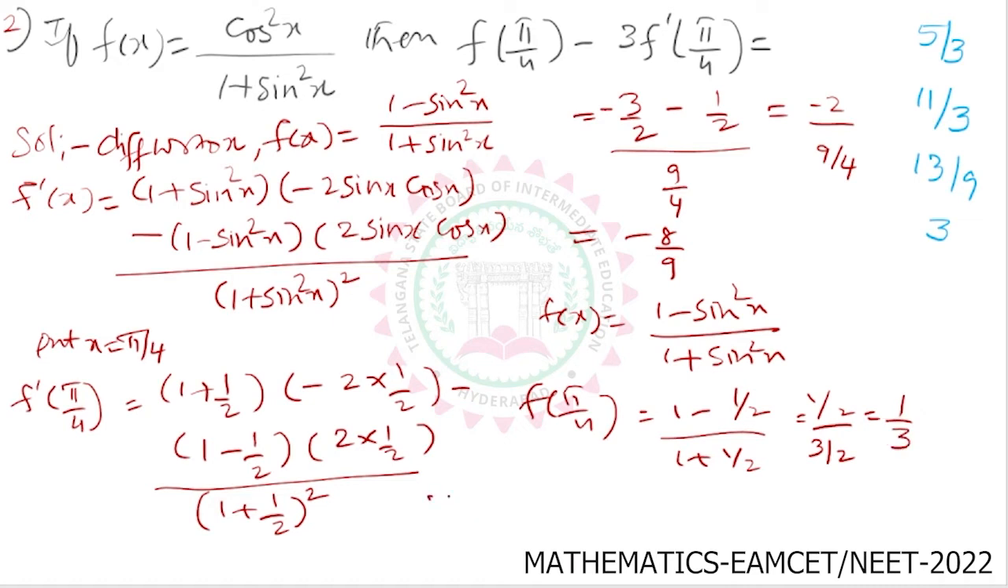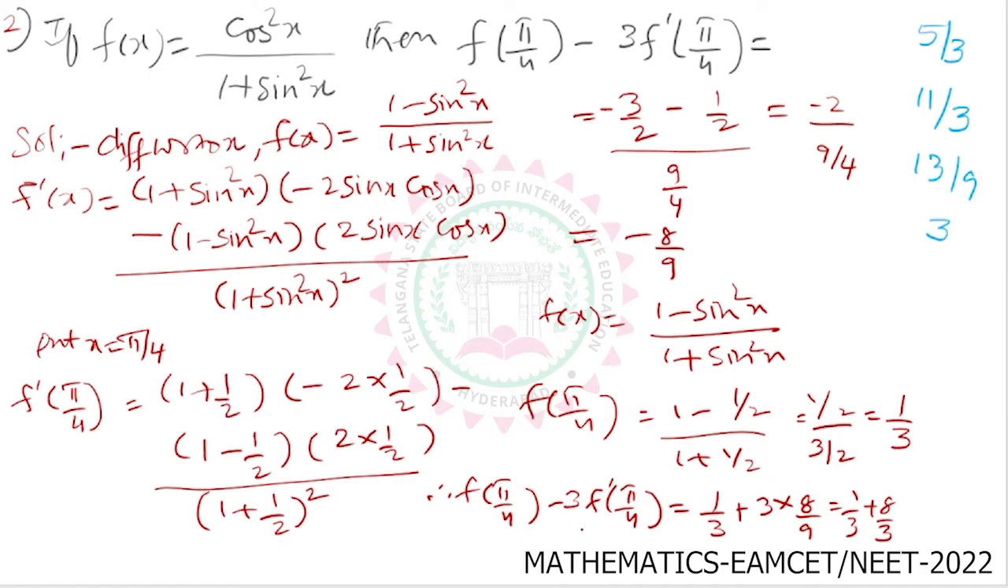Okay. Therefore, I am substituting in the result f of pi by 4 minus 3 f dash pi by 4. What is f of pi by 4? 1 by 3 minus 3 into f dash pi by 4, which is nothing but minus 8 by 9. Minus into minus plus 8 by 9. So 1 by 3, and 3 cancels. So this becomes 8 by 3.